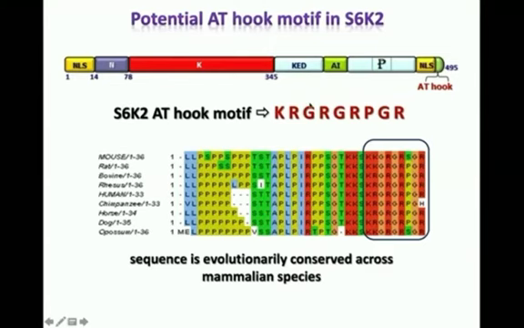Okay, this slide proves that S6K2 has an AT-hook motif. So what's the AT-hook motif? It is a specific sequence that was found to be conserved among mammalian species. And this sequence enables a protein to bind to AT-rich regions. One of the major AT-rich regions is the promoters of genes. So let's do some experiments.